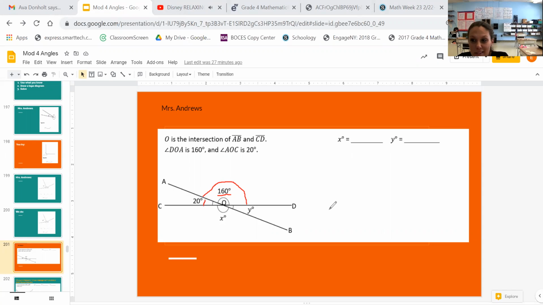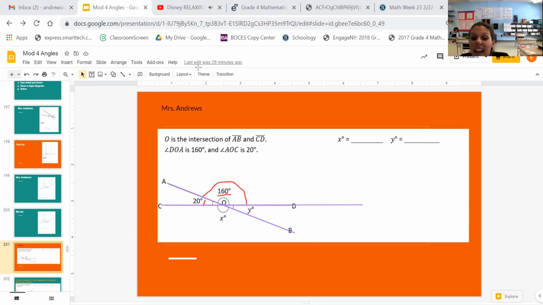Now, let me tell you a little hint here. We got to try to find a straight line. I want you to look for where can you find a straight line? Well, I see a straight line from C to D. And that also makes sense because 160 plus 20 equals 180. I also see a straight line from A to B, which means 160 plus Y equals 180 because it's going to make a straight line. Or 20 plus X is going to make a straight line.